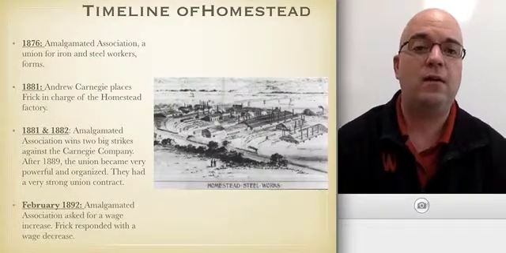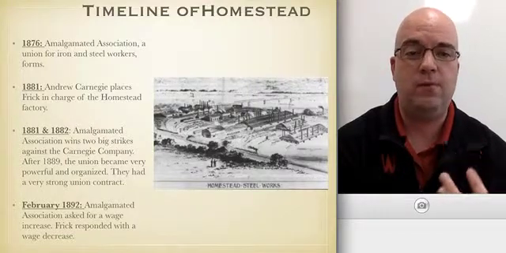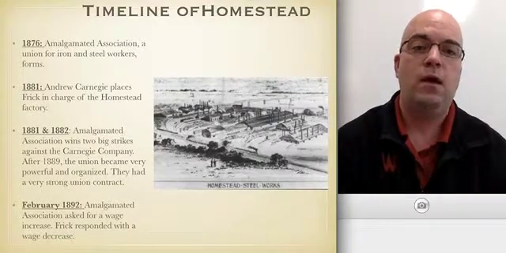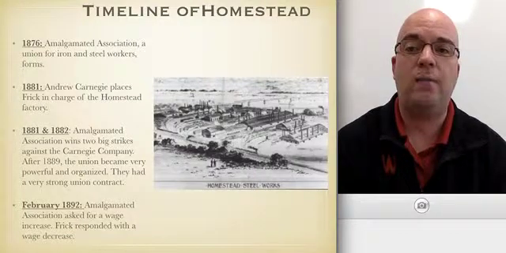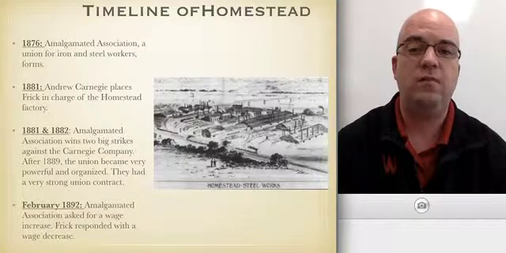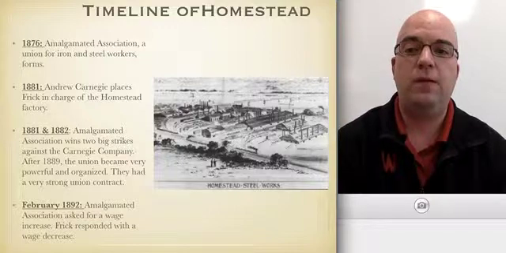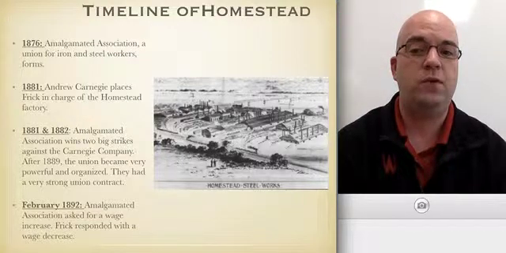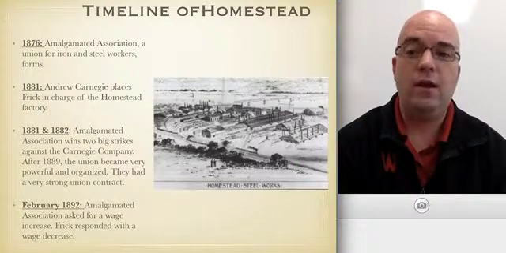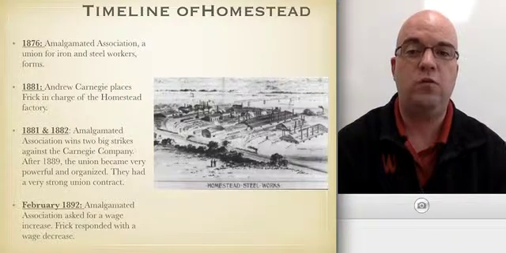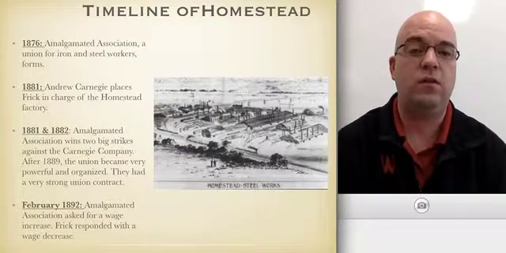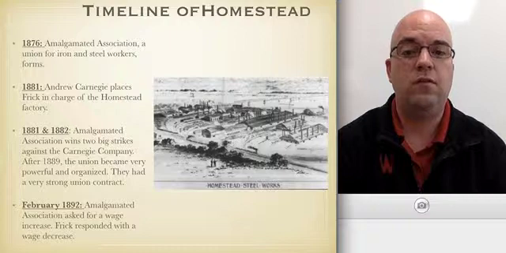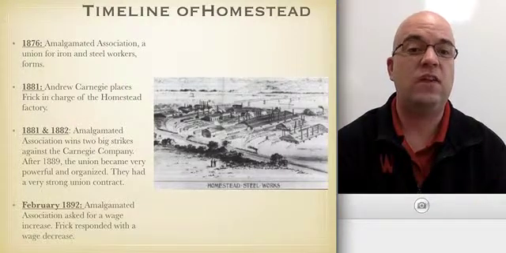So let's look at the timeline of the events leading up to this very pivotal moment between labor and management, unions and union workers and these factory owners. In 1876, the Amalgamated Association of Iron and Steel Workers forms. In 1881, Andrew Carnegie places Frick in charge of the Homestead factory. In 1881 and 1882, the association wins two major strikes against the Carnegie Company, getting major concessions on things like working hours, safety and working conditions, and salary.